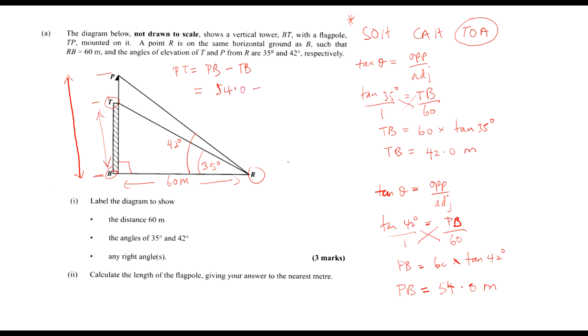Alright, so we can find the length of the flagpole PT now, which is PB, which is 54.0, minus TB, which is 42.0, and this will give me, so 54 minus 42, and that gives me 12 meters. Right, so that is the length of the flagpole.